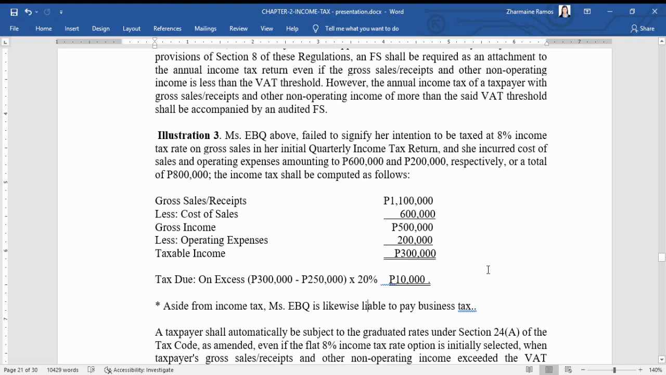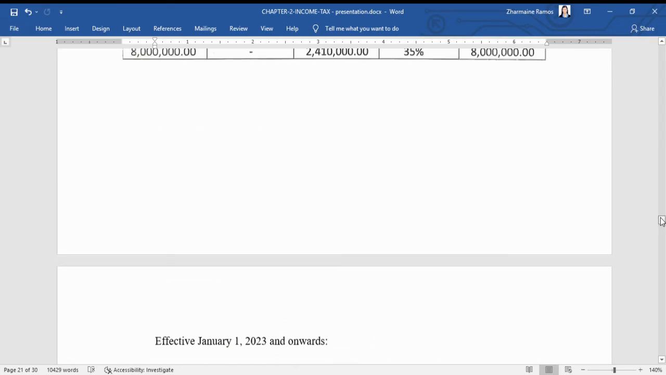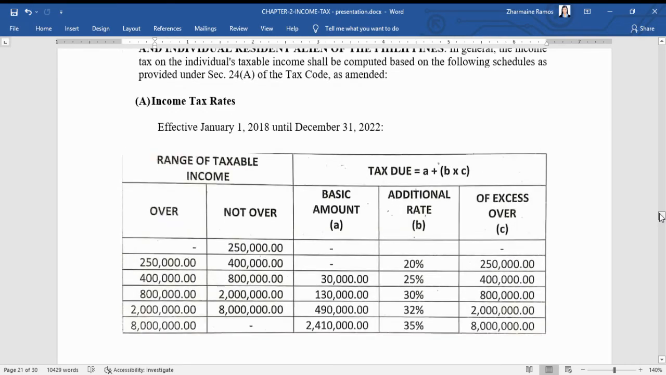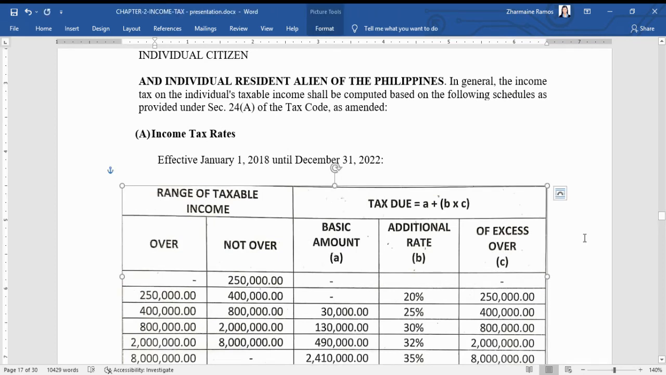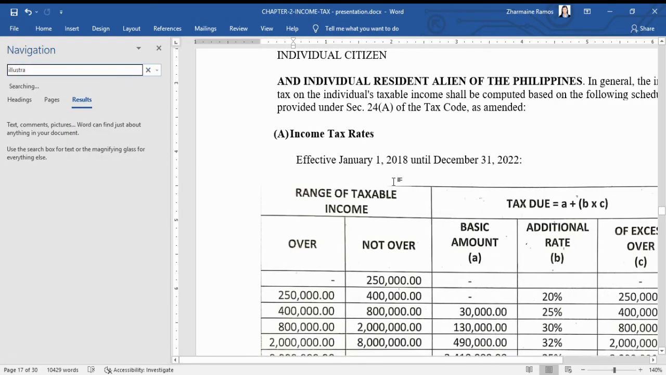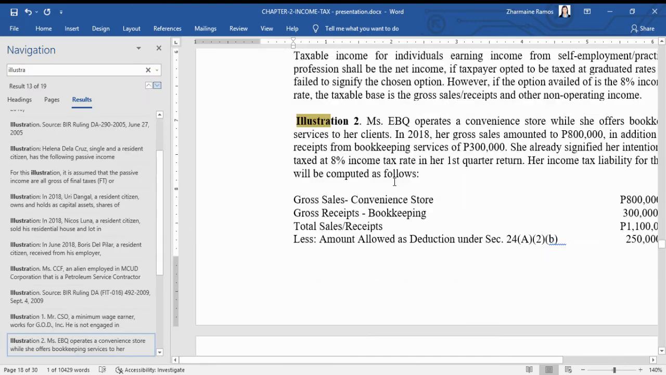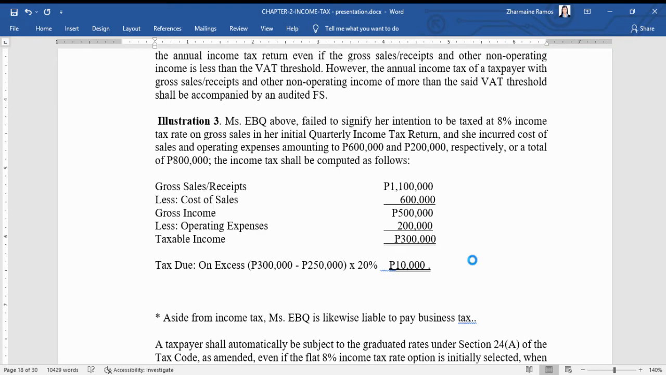Ma'am, paano mo nakuha yan? Balikan natin yung table sa taas para hindi ka malito. So, ito yung table na gagamitin daw kapag 2018 hanggang December 31, 2022. Ito yung example natin. Gamitin natin itong table na to.